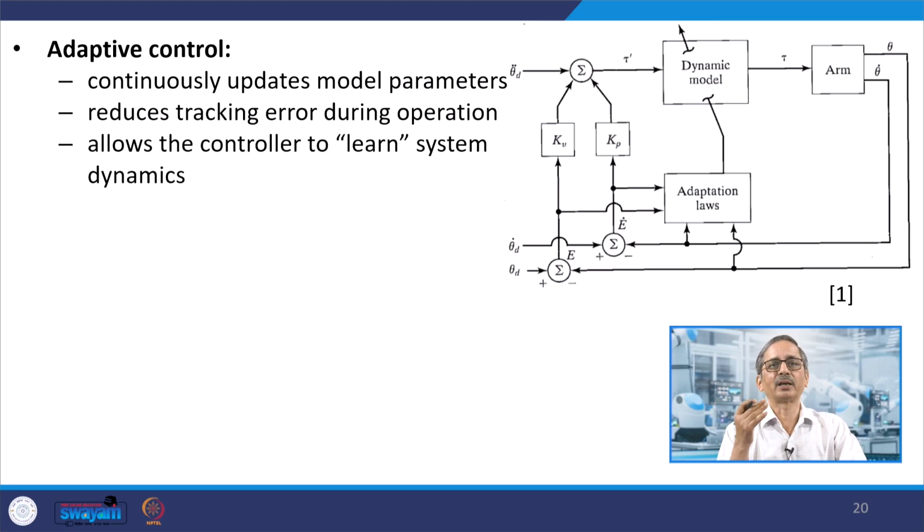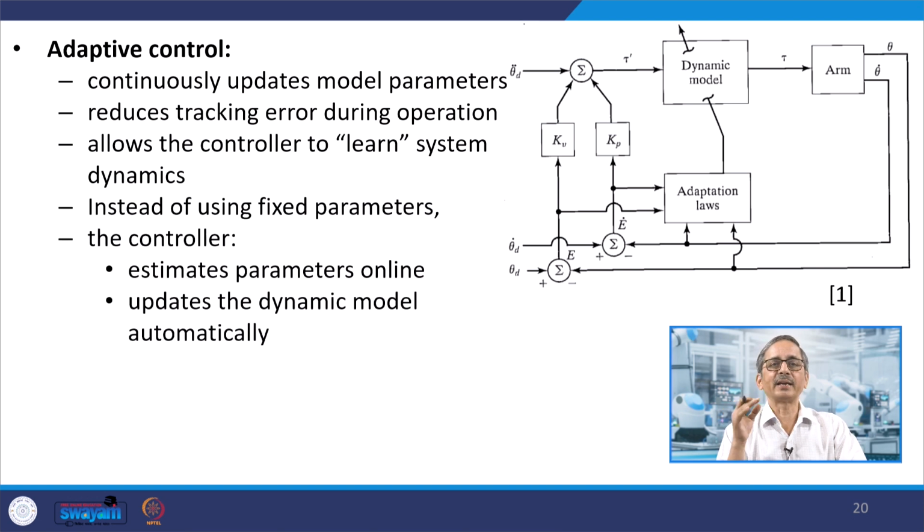And this allows the controller to learn system dynamics. Instead of using fixed parameters, the controller estimates these parameters online and updates the dynamic model automatically. So, this is what is done.